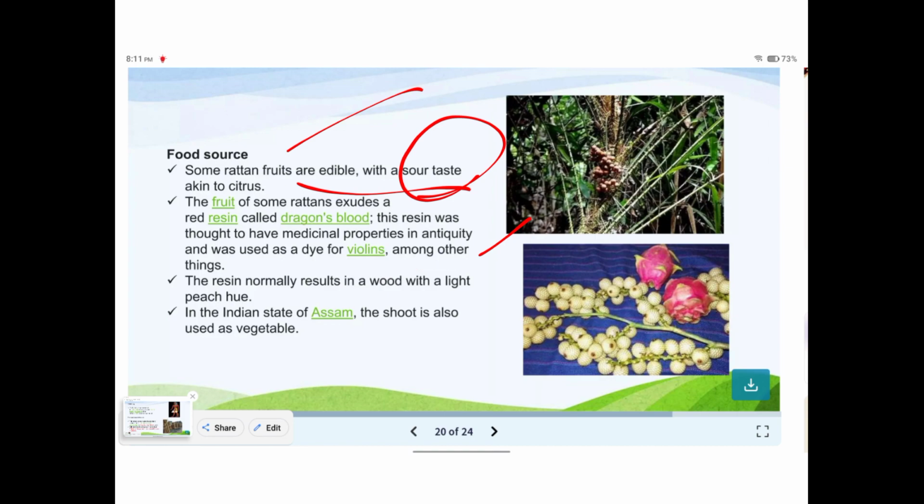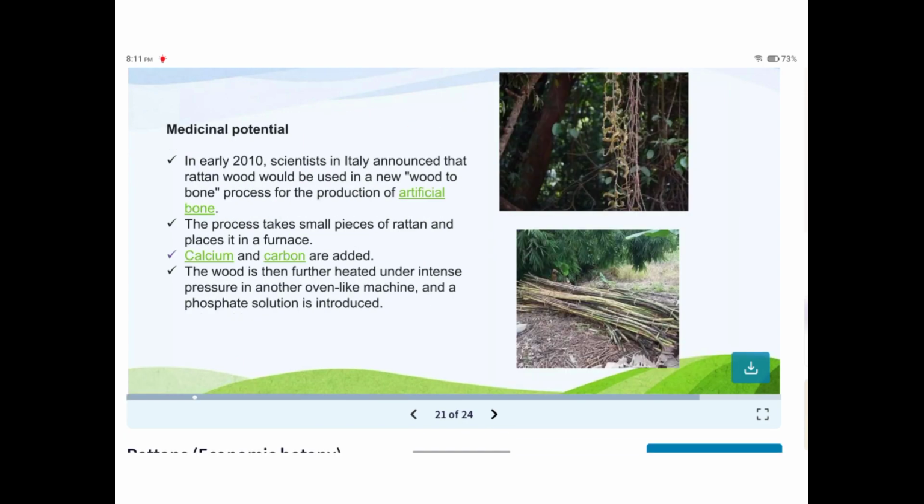In the Indian state of Assam, the shoot is also used, sometimes as a vegetable, sometimes as a fruit. We also use its resin for a color that is called dragon blood, and then we have violins. Now we have medicinal potential.